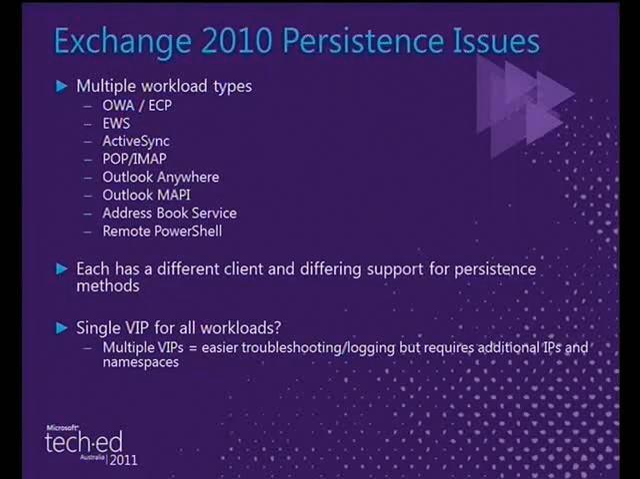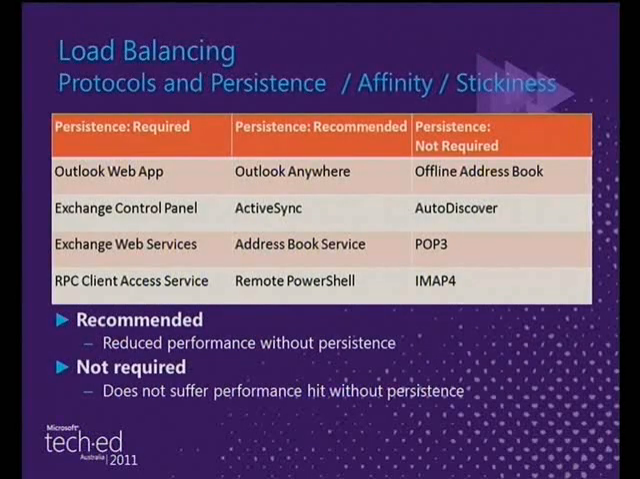So in Exchange 2010, we have this question. Do we use a single VIP for all of these workloads and provide possibly some advanced rules or routing logic to say that the different workload types will have different persistence options? Or do we break it out and we have a different VIP for the different workloads, each VIP specifying a persistence and routing access logic for those client types?